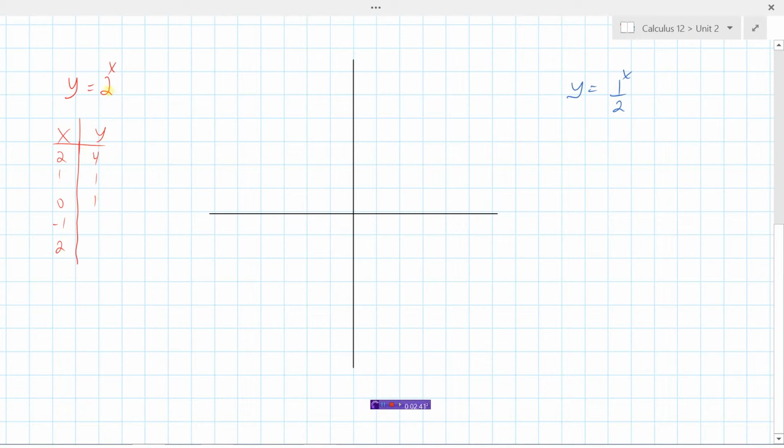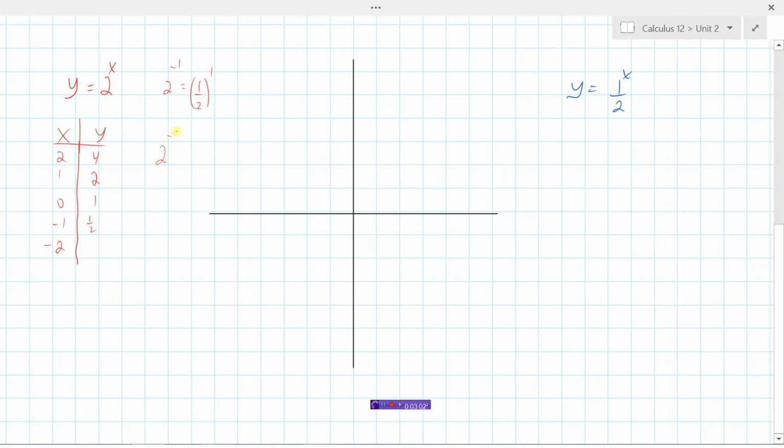Oh, sorry, 2 to the power of 1 is 2 here. So let's try that again. 2 squared is 4. 2 to the power of 1 is 2. 2 to the power of 0 is 1. There we go. 2 to the power of negative 1. Remember, the negative exponent means take the reciprocal of the base, so that's like 1/2 to the power of 1. So that would be 1/2.